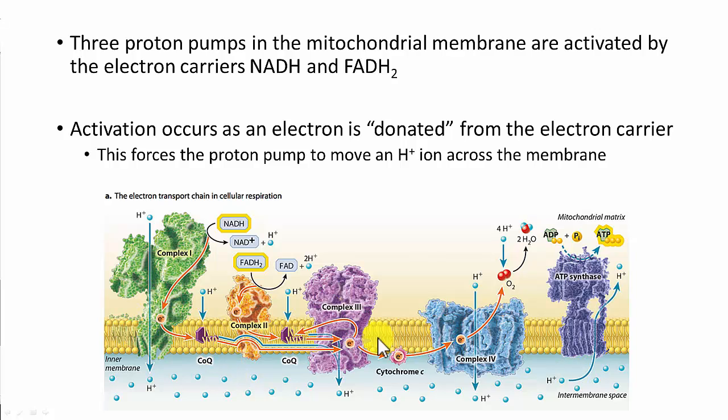So of these 4 complexes here, 3 of these are actually going to be pumping hydrogens across. Another one just plays a role in a slightly different way. So you have what are referred to as proton pumps. The proton pumps take these protons. An H+ ion is a proton, a positively charged particle. And it's going to pump that into this space here.